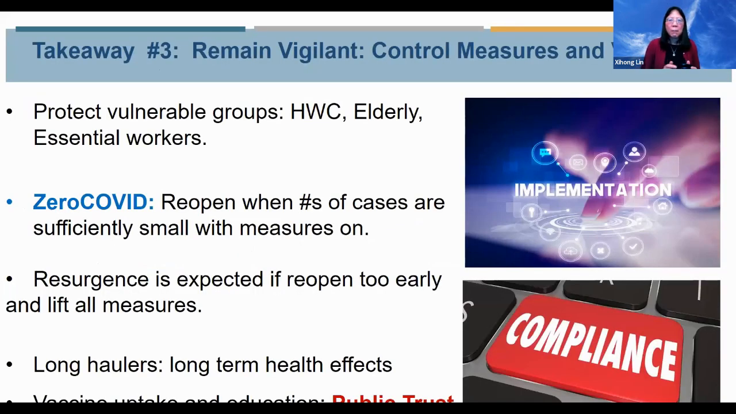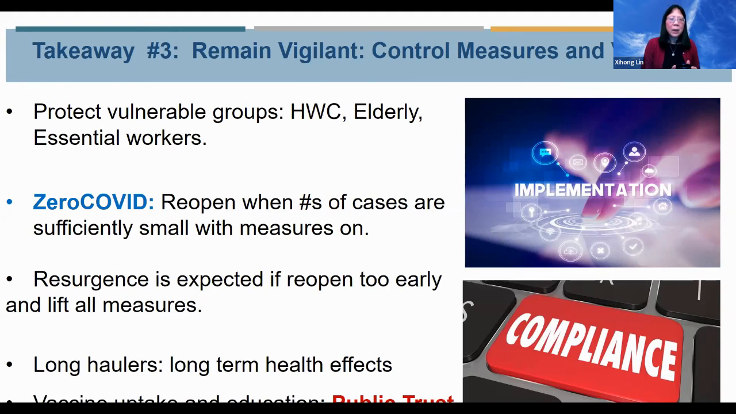And so take home message number three is, it's important to remain vigilant and to keep the control measures up, and also speed up vaccination and improve the vaccine uptake. It's important to protect vulnerable groups such as healthcare workers, elderly, and essential workers. As you probably know, in the US, the healthcare workers and also the elderly in assisted living and nursing homes have the highest priority of being vaccinated right now.